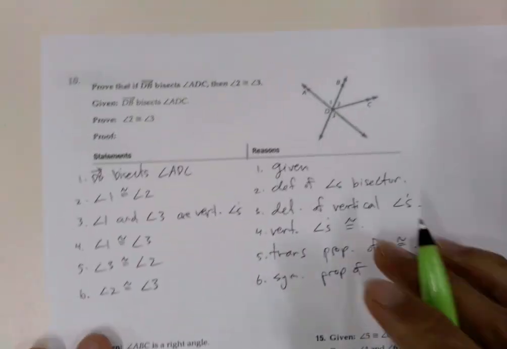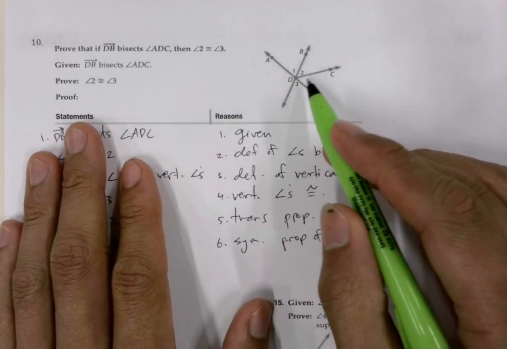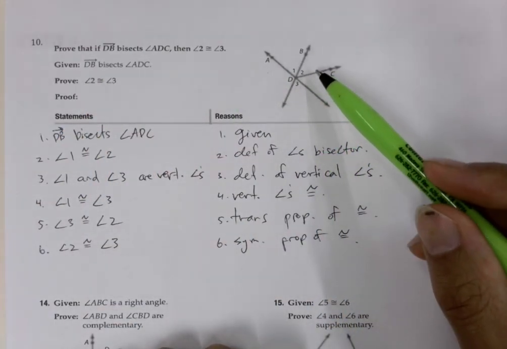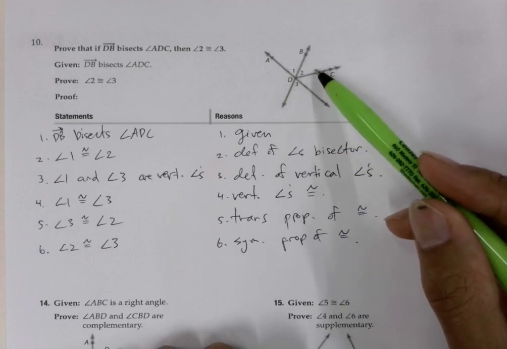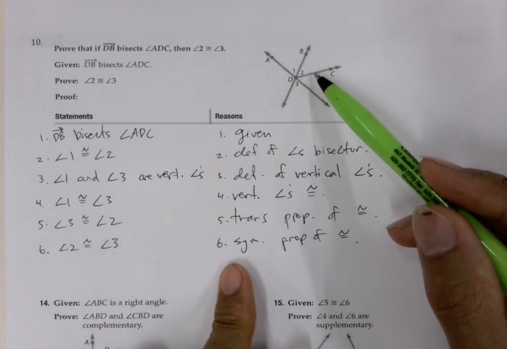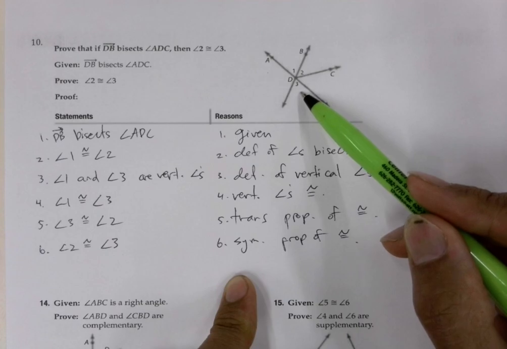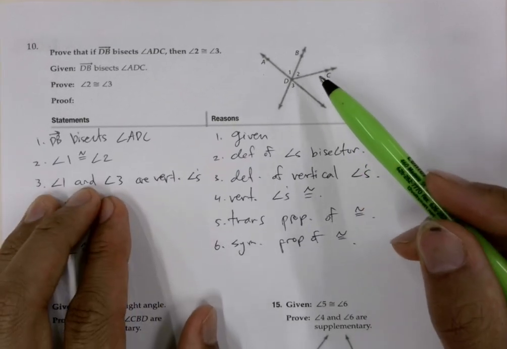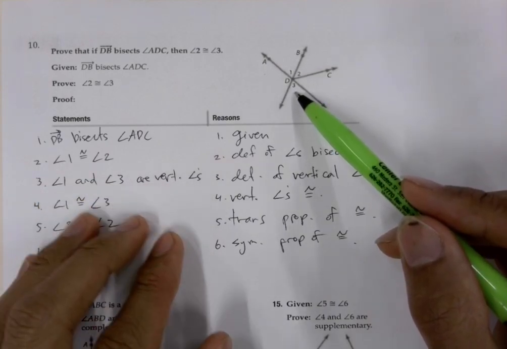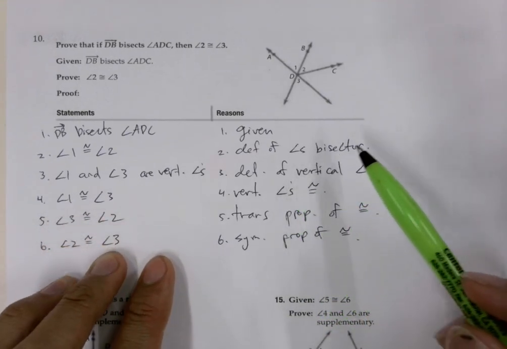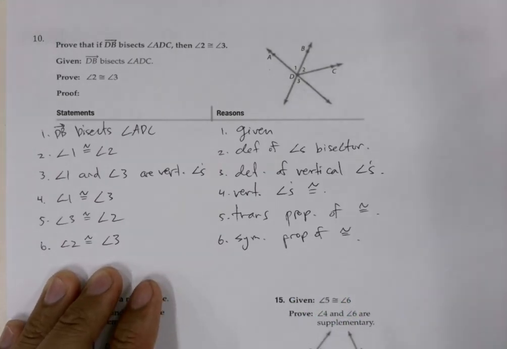So we have number 10 here, and what did we do for number 10? Well, it says here that DB is the bisector of angle ADC, so we could say angle 1 is congruent with angle 2. We could also use the vertical angles theorem to say that angle 1 is congruent with angle 3, right? But first, before we do that, we need to say that angle 1 and angle 3 are vertical angles. Okay. And then from there, we're going to use the transitive property, so use some algebraic properties to get to the proof. All right.